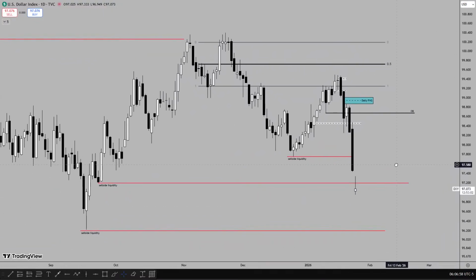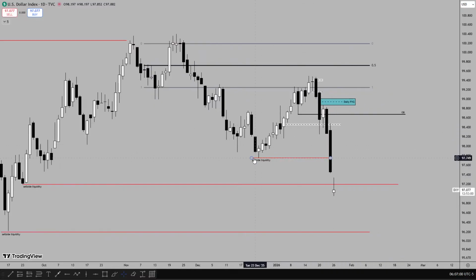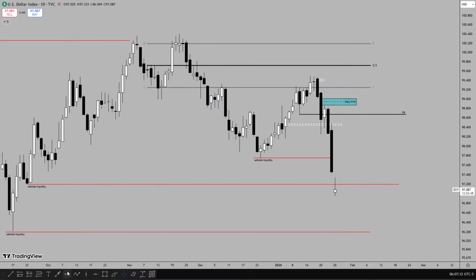On the daily time frame, after running out the sell side liquidity, you can see the gap in price. Here's the current price action from the closing price on Friday. The ideal scenario for me to look for a continuation lower, maybe a complete run on the sell side liquidity, is to see a retracement to a daily point of interest.